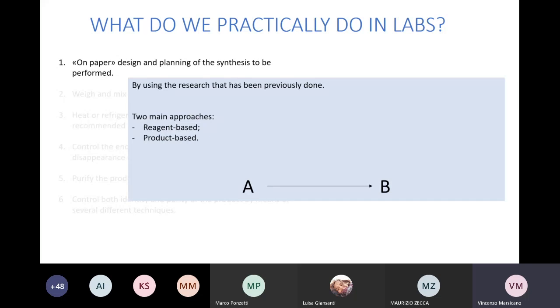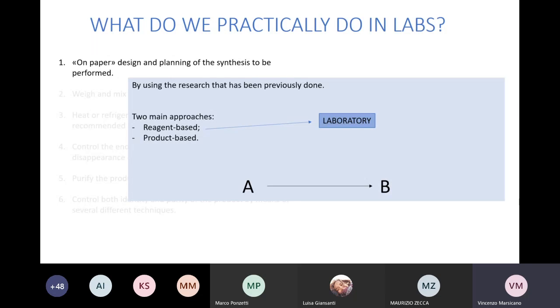The reagent-based approach is the one that's most used in laboratory, so in basic research, and it is useful to test the reactivity of some known reagents, some molecules. When using this approach, we are not interested much in what we obtain. We are interested in the fact that at least we obtain something from testing our reagent in that particular reaction condition.